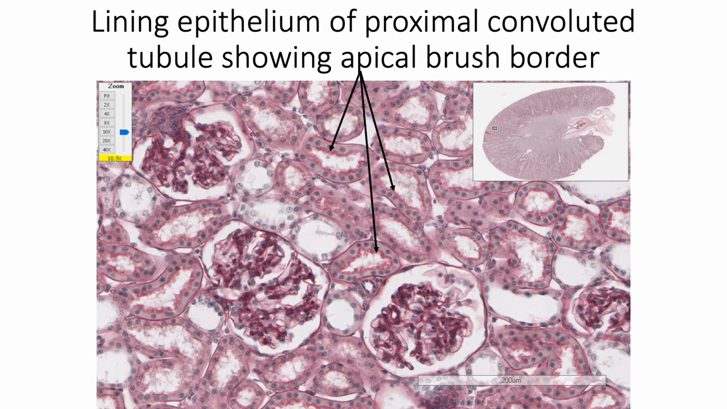Basal cytoplasm contains numerous mitochondria, suggesting active transportation against concentration gradient, and their lateral borders also show interdigitation with adjacent cells.